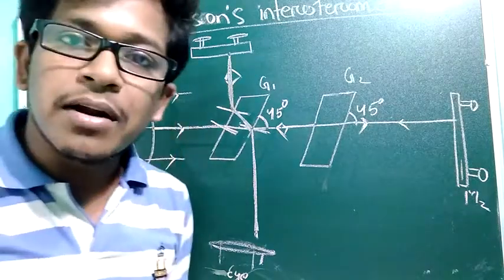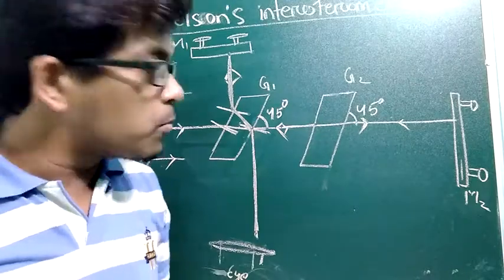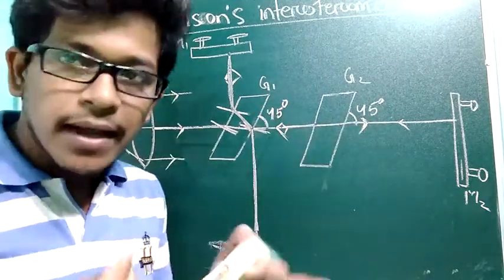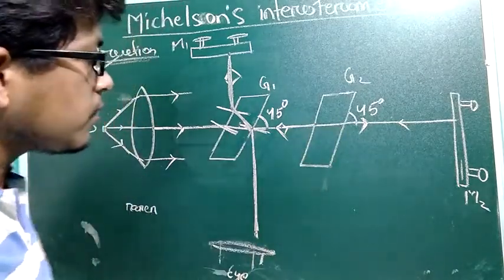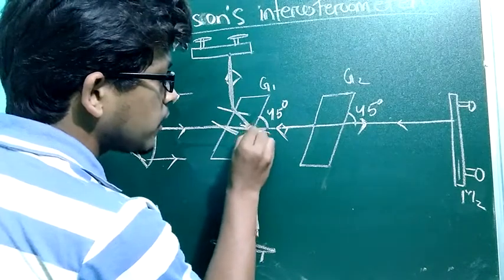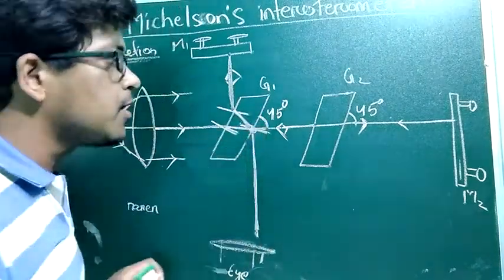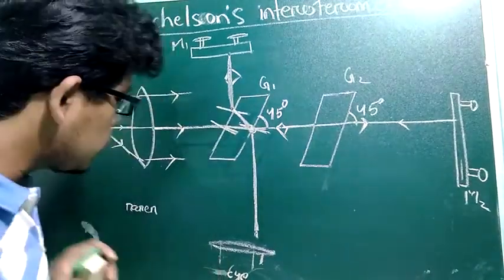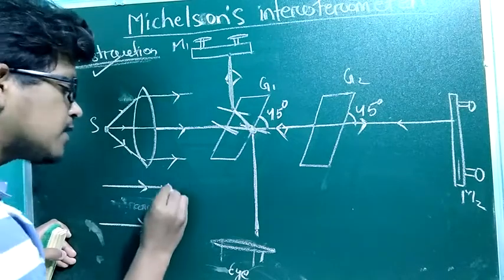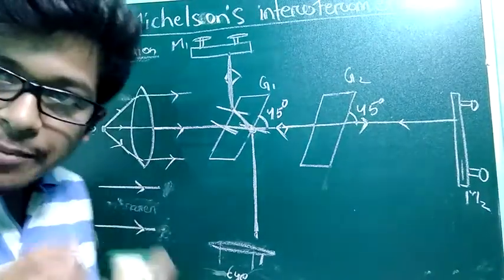Before going to path difference, I will tell you one more thing. Why I introduced G2. Obviously this thing will come to mind: if light is going and coming back, then why should I introduce G2? See students, what is happening? The light came here. At this point, this light is passing through a medium. This medium is nothing but G1. I told you when two lights are passing through air medium, then it's fine. Easily we can calculate the path difference whatever it may be.